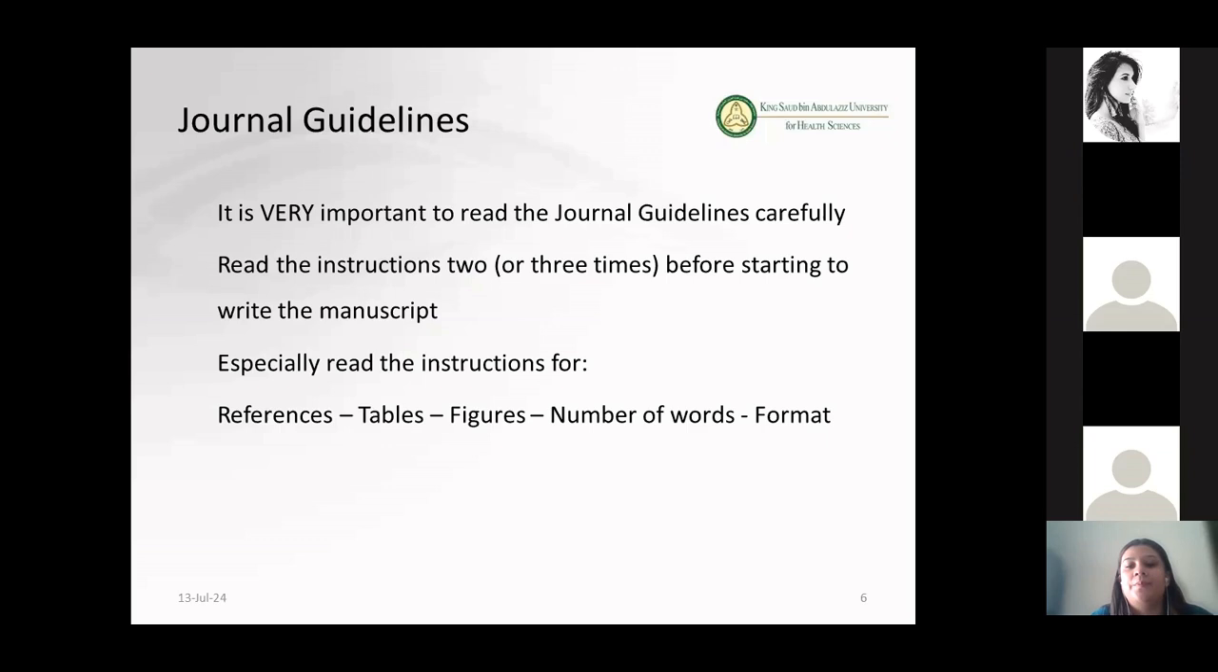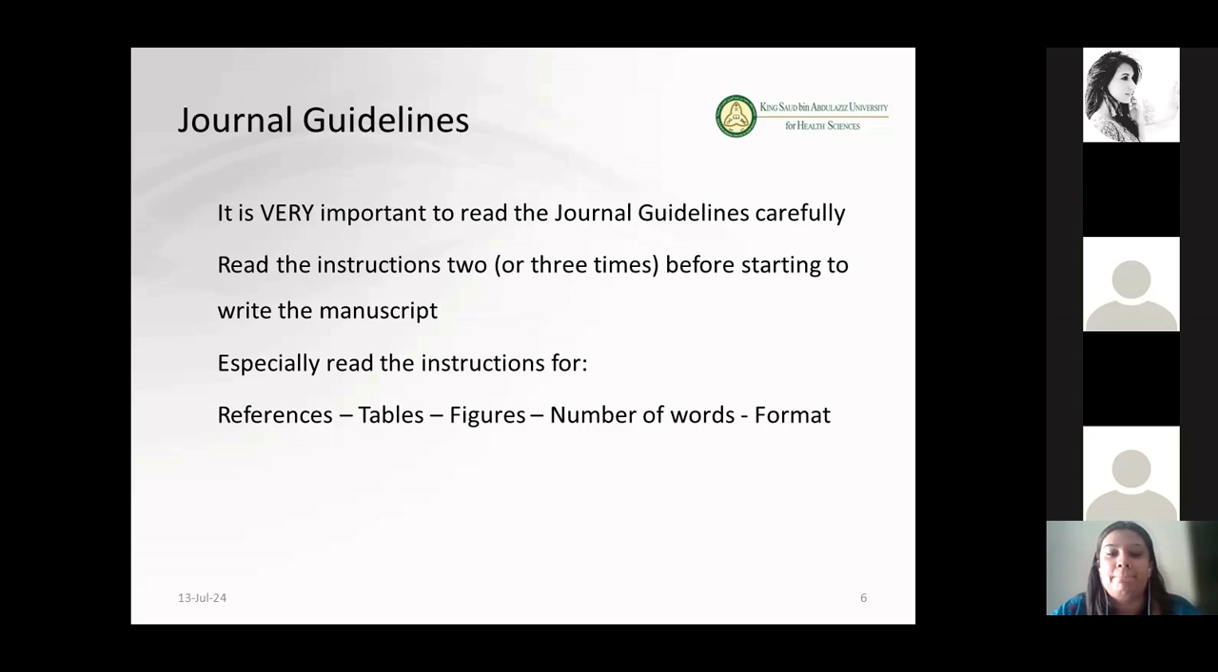Now, it's something that is neglected, unfortunately, but these are things that are reviewed by the editorial board first, right? So what are the instructions for the references? The tables and figures, how they should be configured, what is the number of words that is required, line spacing, font size, and all of these things.